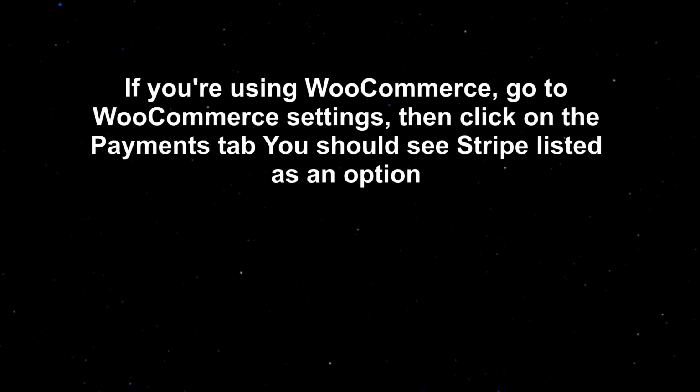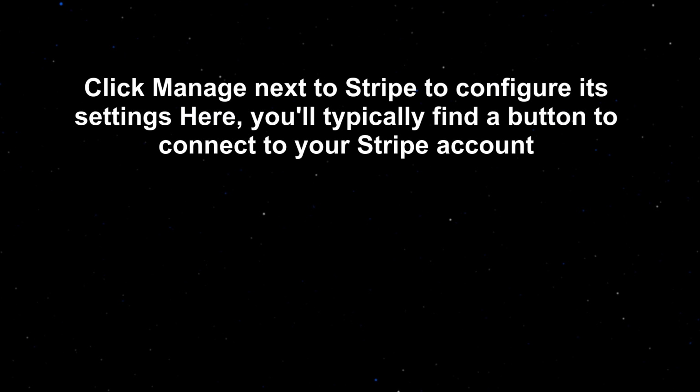Click the Install Now button next to your chosen plugin, and once installed, click Activate to enable it on your site. If you're using WooCommerce, go to WooCommerce Settings, then click on the Payments tab. You should see Stripe listed as an option. Click Manage next to Stripe to configure its settings.